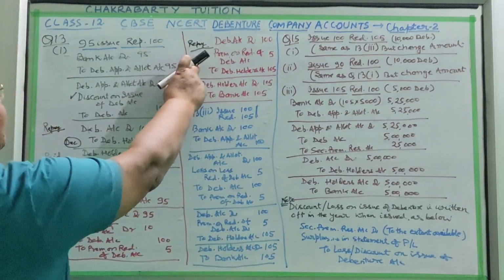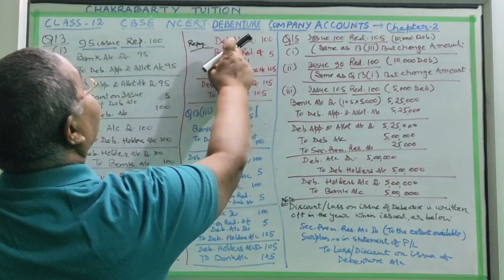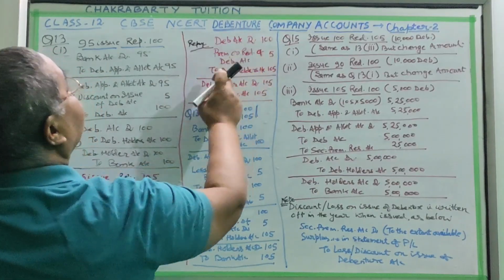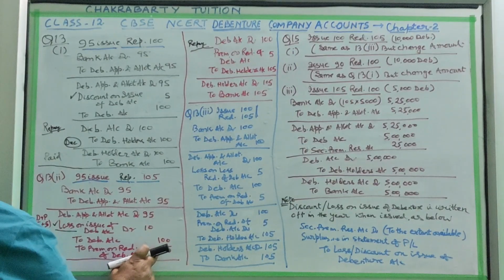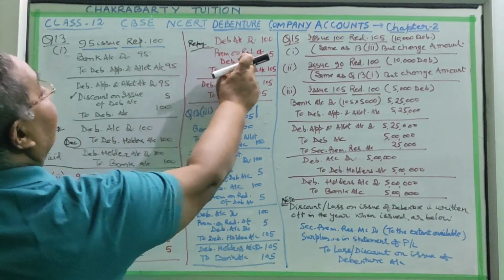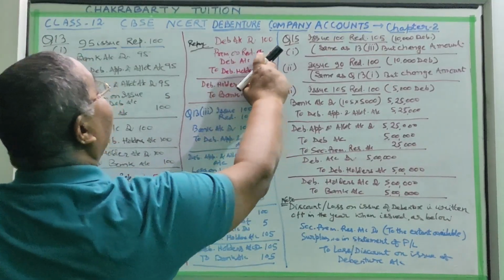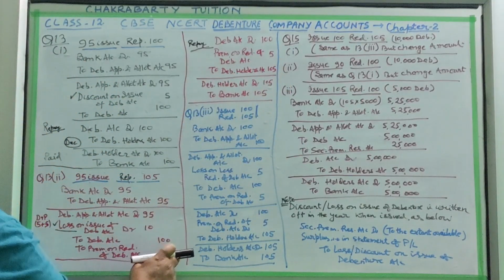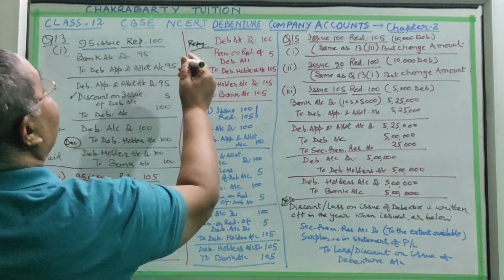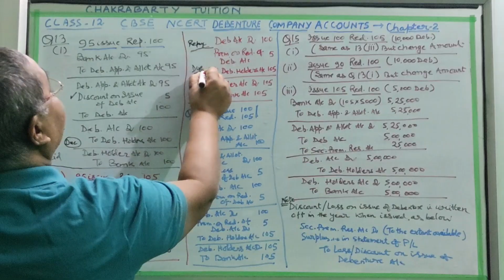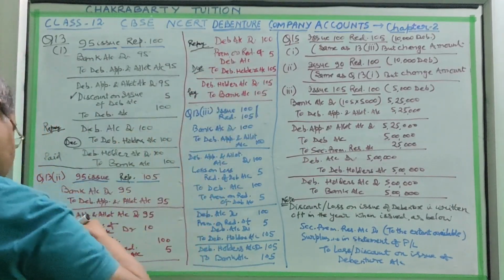Now at the time of repayment, the same entries will be there. Debenture account debit 100 rupees, and then the premium you have credited, 5 rupees, is also to be paid. So premium on redemption of debenture account will also be debited by 5 rupees. Now 100 is debited, 5 is also debited, to debenture holders account. This is your due entry. And this is your pay entry: debenture holders account debit to bank account.